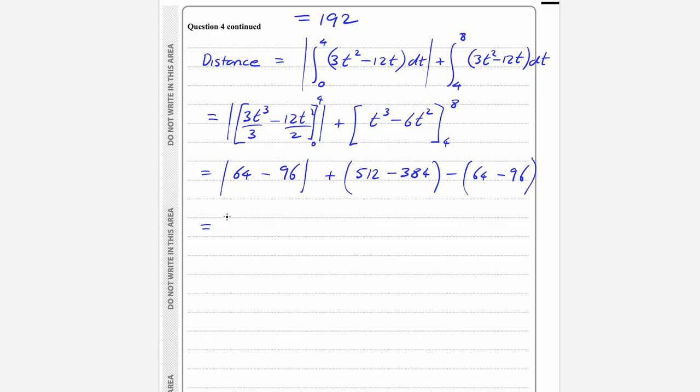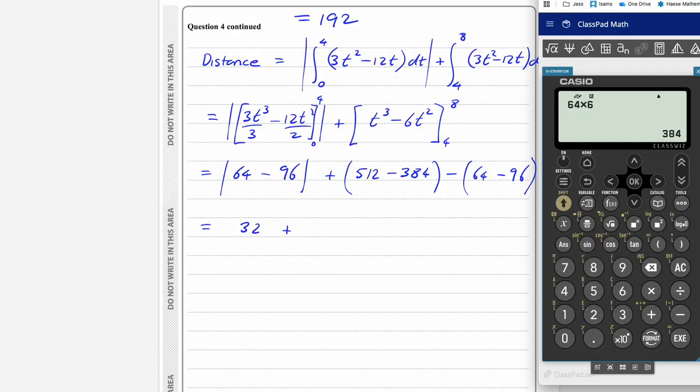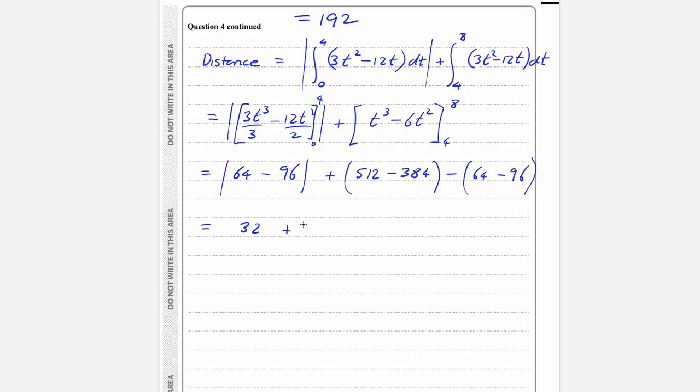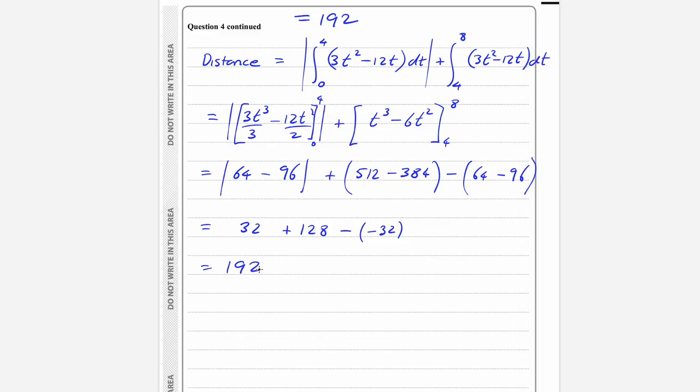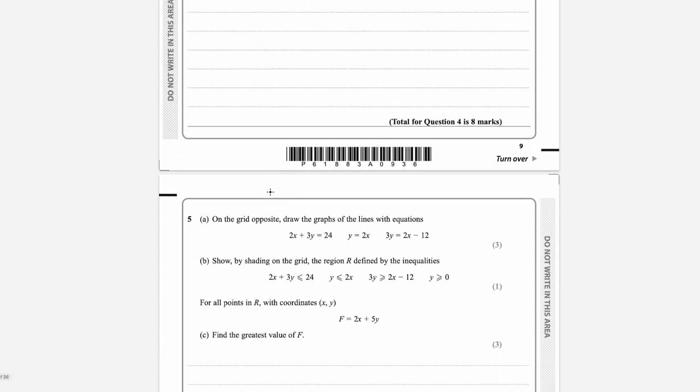Okay, let me just make sure this is right. So we've minus 32, but it becomes positive, so it's plus 32. So it's 32 plus, what's 512 minus 384? Let's do it. 512 minus 384, 128. So it's 32 plus 128, and then minus, but it's negative, minus 32. Please give me, guys, 192. So it's 128 plus 32, and then plus another 32, and I do get 192. Okay, so a bit of working required there, guys, but the calculator has given me the right answer pretty easily. Okay, that is question 4.